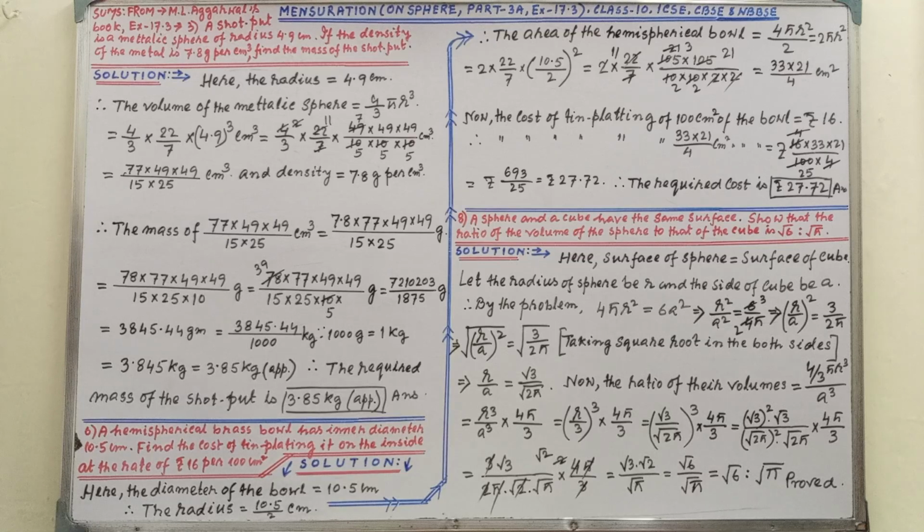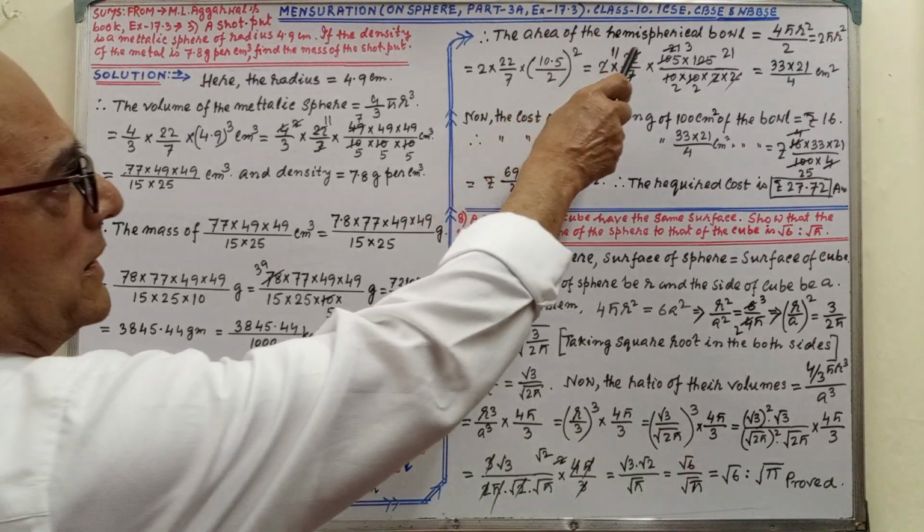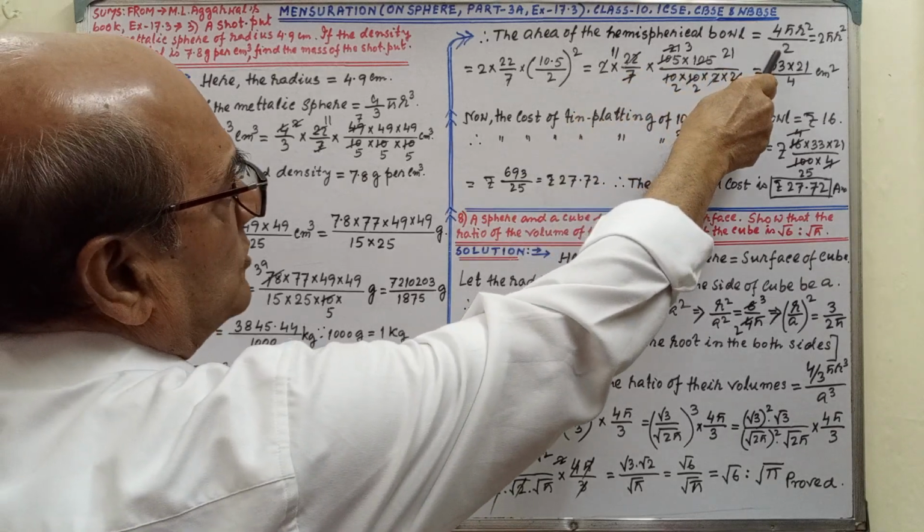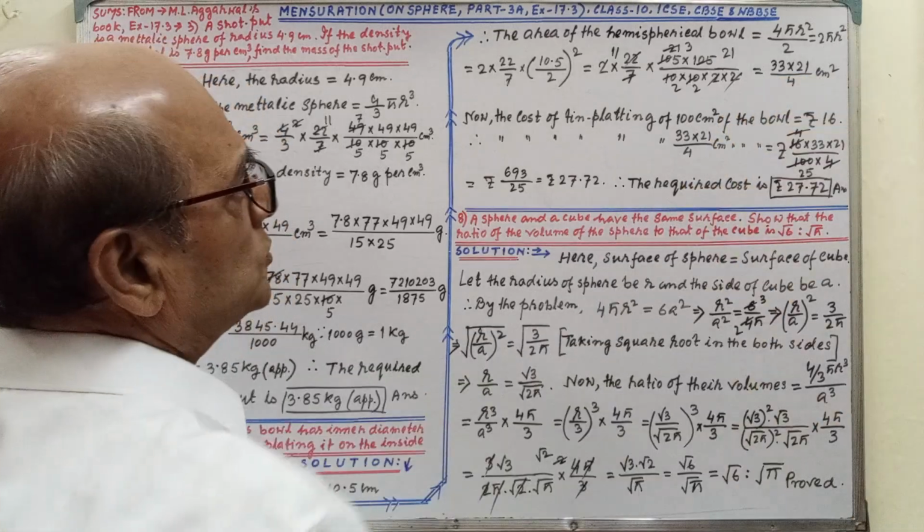Next sum, a hemispherical brass bowl has inner diameter is this. Find the cost of tin plating it on the inside at the rate of rupees 16 per 1000 centimeter square. Here the diameter of the bowl is 10.5 centimeter. Therefore the radius is this divided by 2. Now we have to find out the area of the hemispherical bowl. Area of the sphere, that is 4 pi r square, and here half. This is why we have to divide by 2. By simplifying, we are getting 2 pi r square.